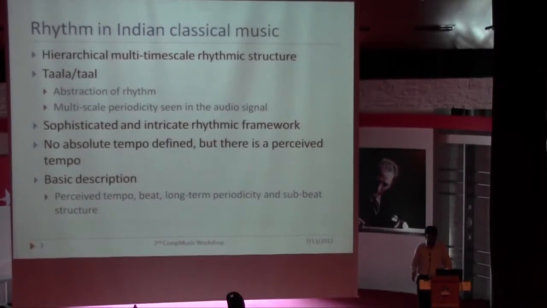We know that Indian music doesn't have an absolute tempo which is defined, but still we can have a perceived tempo in terms of it being slow, medium or fast, and we can even quantify it, though it may not have a particular significance in the performance context. We can still quantify it for our technical purposes. So I would say a basic description of rhythm would be to get the perceived tempo, a beat, the long-term avart level periodicity, and a subbeat structure, which is probably a nade in Carnatic music.